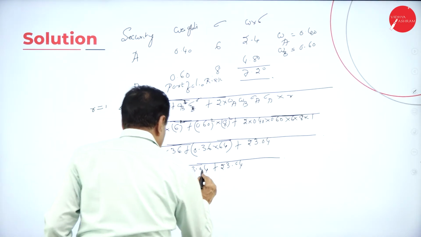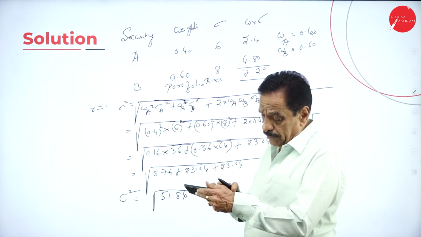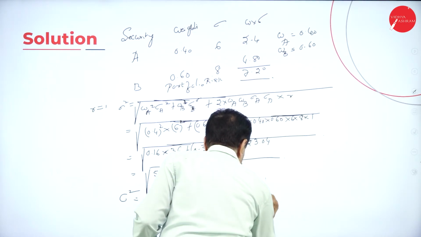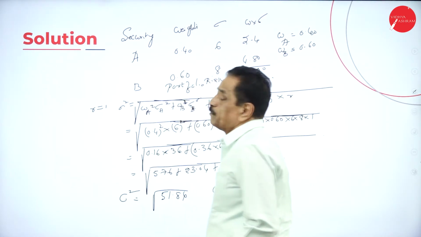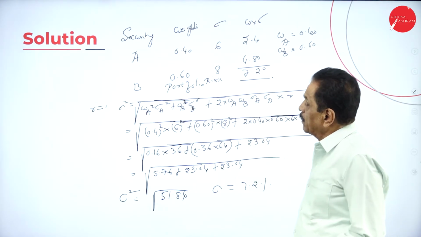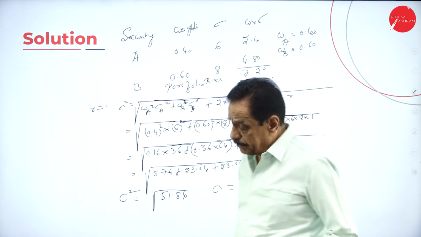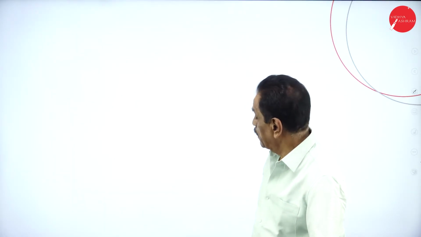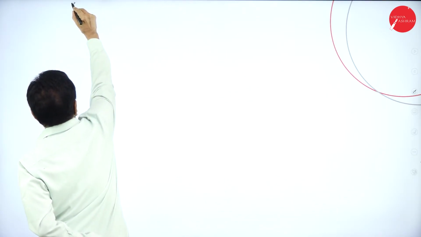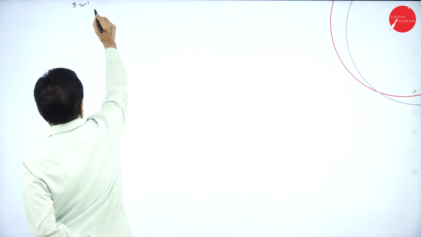So standard deviation is equal to root of 51.84, 7.2%. This is when R is equal to positive 1. Then we'll go to next one. When R is minus 1, same formula.